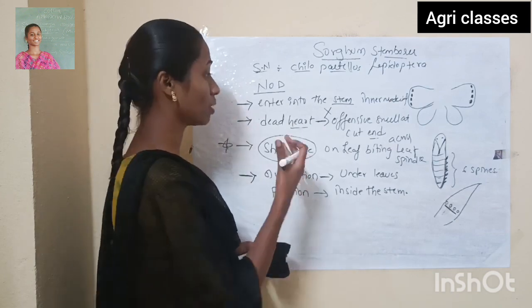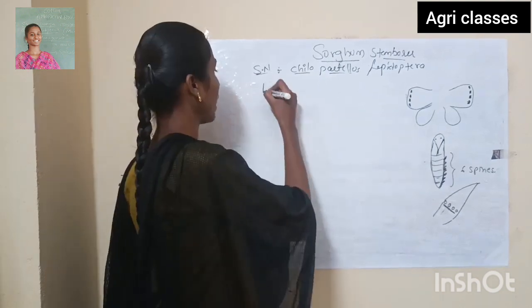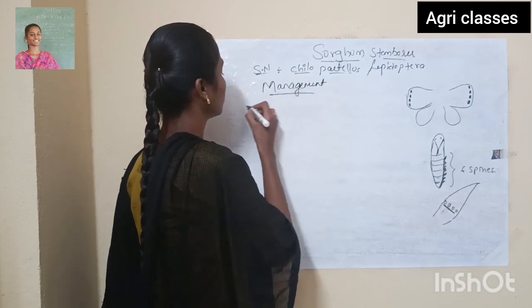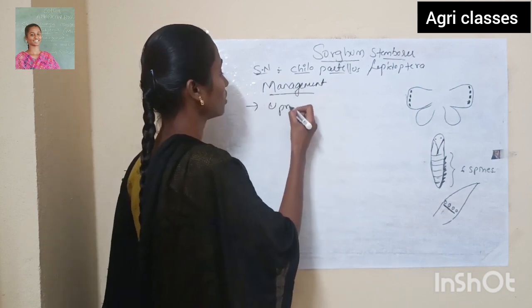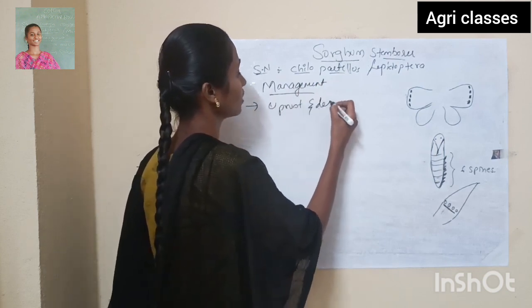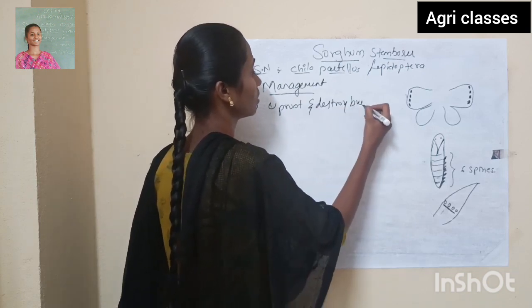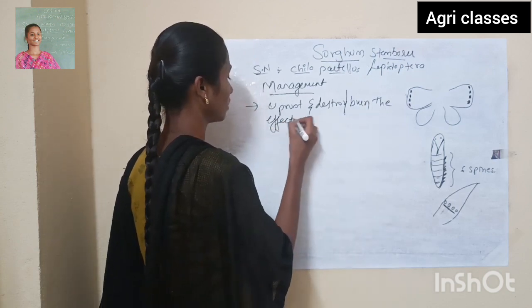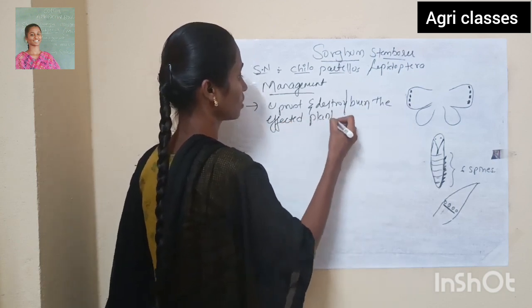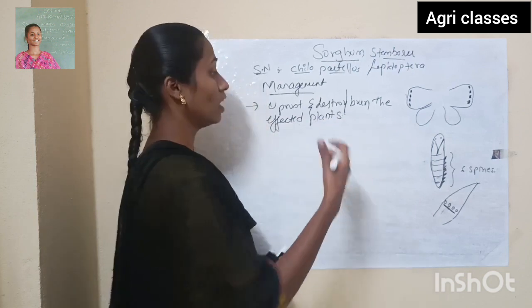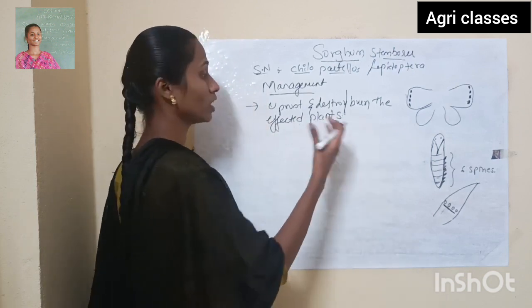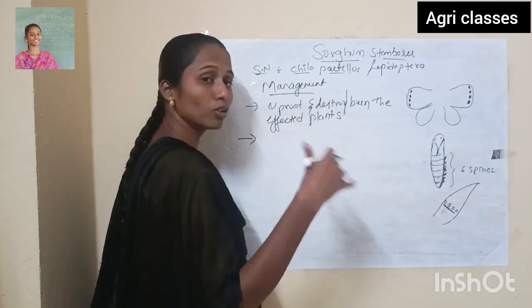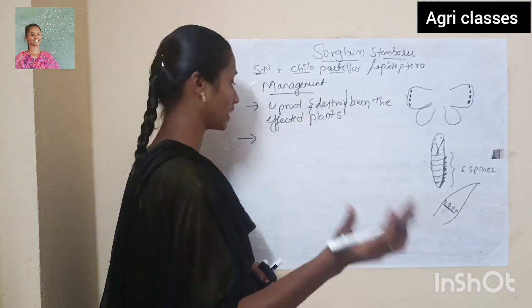Next we will discuss the management. Here in management, we should uproot and destroy or burn the affected plants. Because larvae hibernate in the stubbles, we should burn or destroy the stubbles to destroy the hibernating larvae.